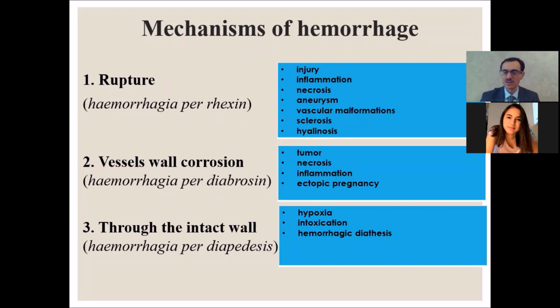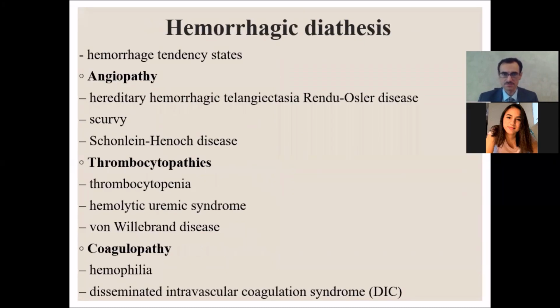And finally, the interesting type of hemorrhage, hemorrhagia per diapedesin, or through the intact wall. During this type of hemorrhage, the integrity of the blood vessels is not destroyed. The erythrocytes leave the vascular wall by diapedesis. It may occur during hypoxia, intoxication, or hemorrhagic diathesis. What does hemorrhagic diathesis mean? It is a hemorrhage tendency state during angiopathies, thrombocytopathies, and coagulopathies.